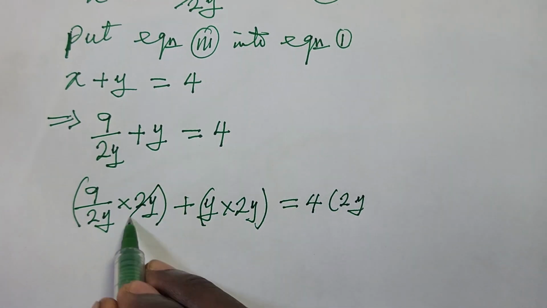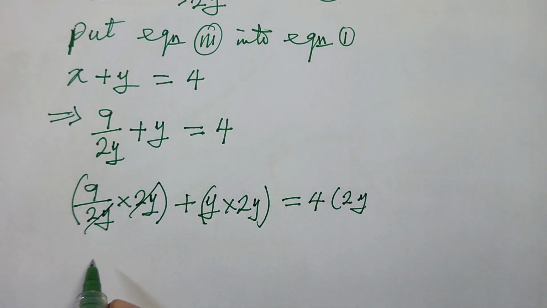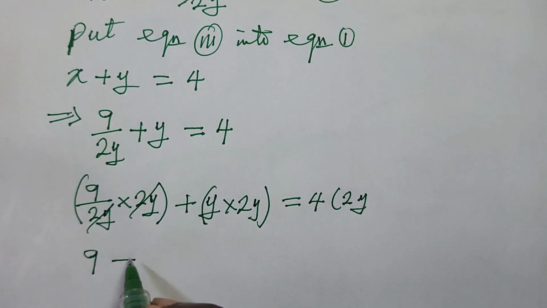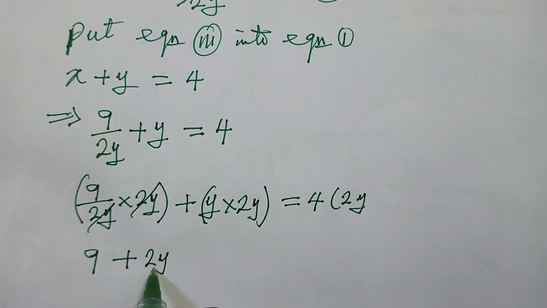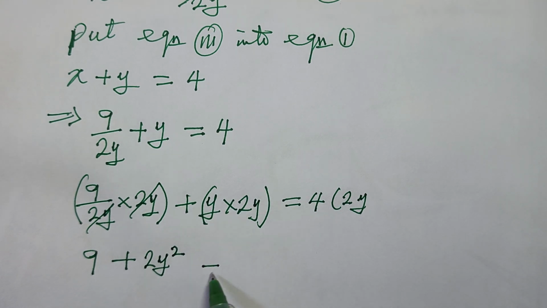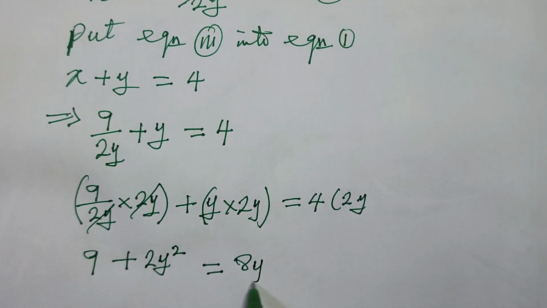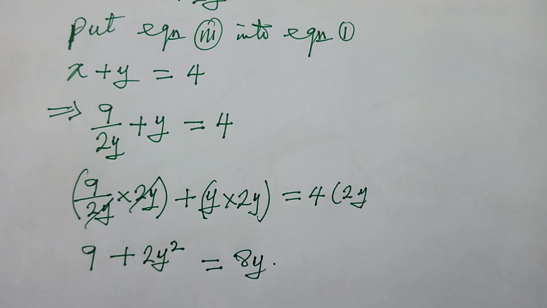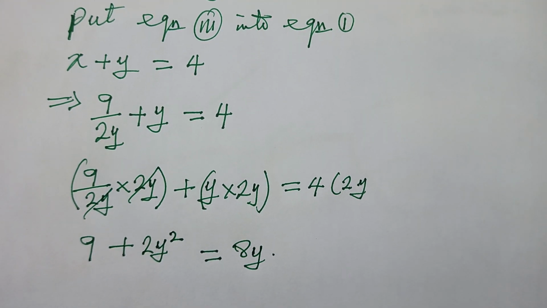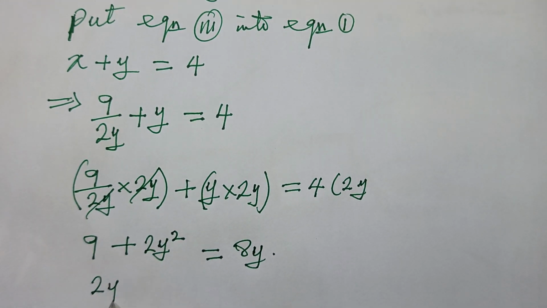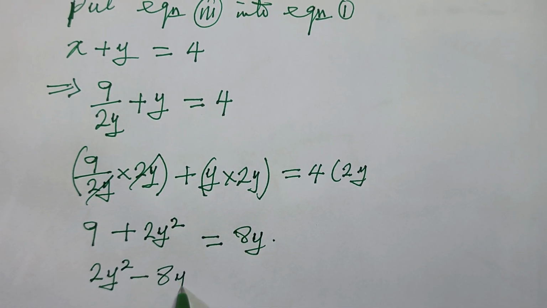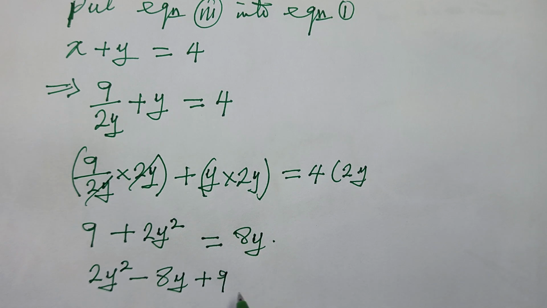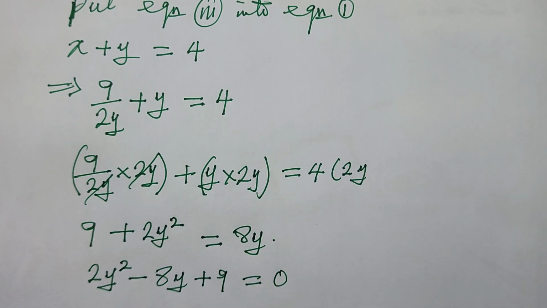Of course, we know this and this will cancel. So we're now left with 9 plus 2y to the power of 2 equal to 8y. We can rearrange this equation easily. Move this to this side of the equation, and this gives us 2y squared minus 8y plus 9 equal to 0.